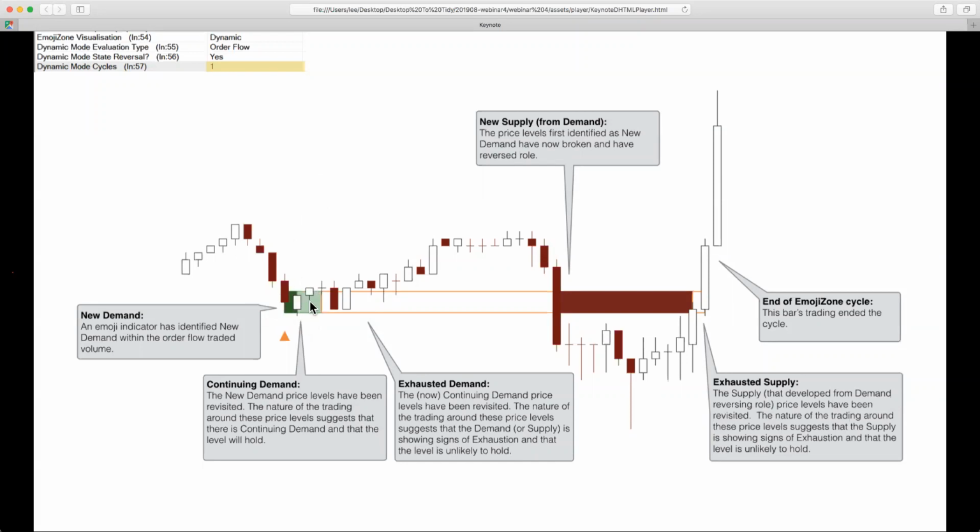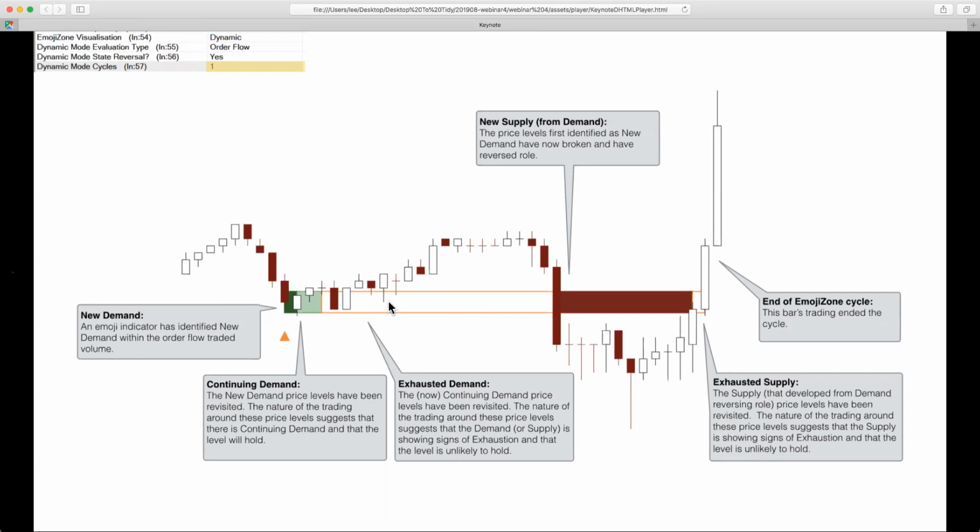Continuing tells us that it's been tested and it's likely to hold. The next state it can go into, though, is exhausted demand. So we've evaluated the order flow as we traded through here, and the order flow implies to us that whoever kicked this off isn't interested anymore. We're experiencing a lack of continuing demand. The demand has exhausted. Therefore, when it tests at some point in the future, we think it's unlikely to hold.